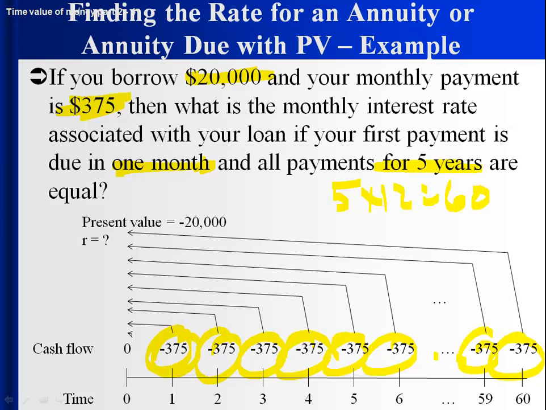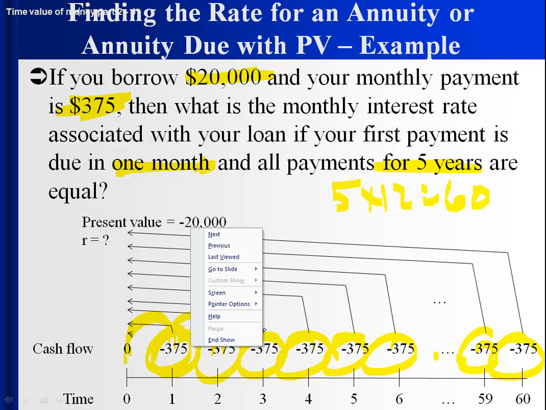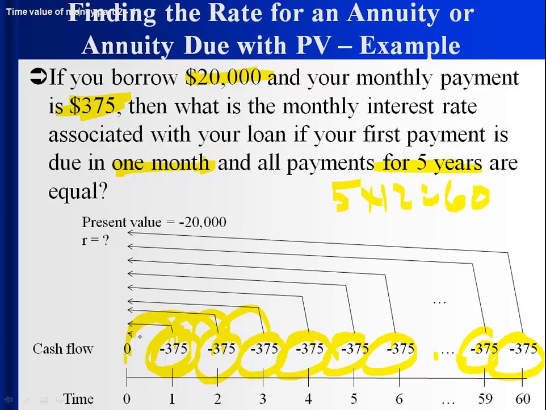And what we want to find is the rate such that negative 375 over 1 plus r, plus negative 375 over (1 plus r) squared, plus negative 375 over (1 plus r) to the third, plus negative 375 over (1 plus r) to the fourth, all the way out to negative 375 over (1 plus r) to the 60th, is equal to negative 20,000.